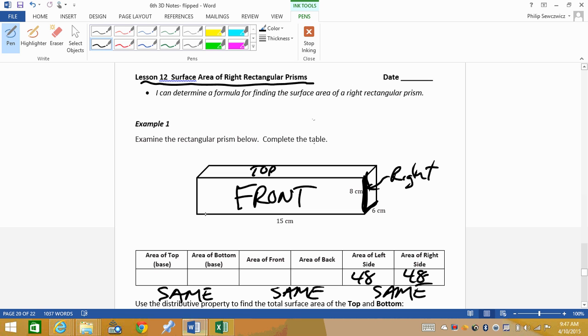So I can see the front. The front's 15 going from left to right. It's 8 going up and down. So I've got to do 15 times 8 to find the area of that front. So let's see here, 15 times 8, 40, 80, 120, there we go. So if the front has an area of 120, the back has an area of 120.